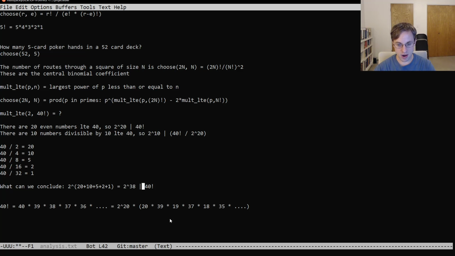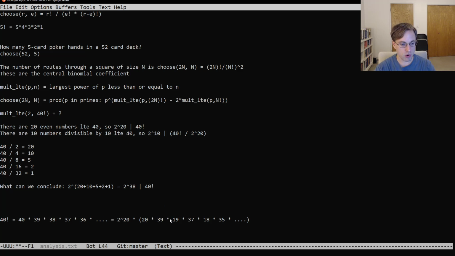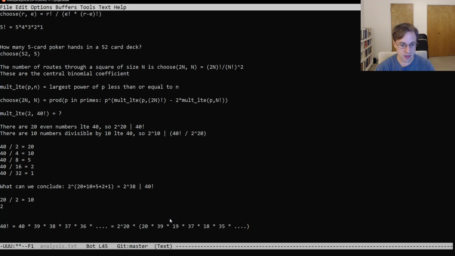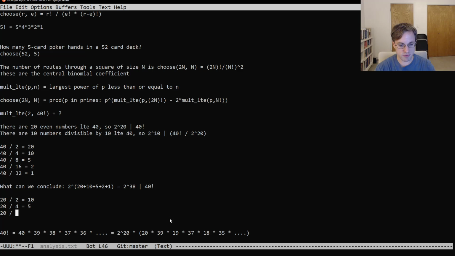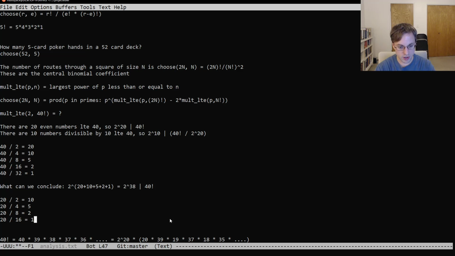Great. All right, so we can do a similar process for 20. So we have 20 divided by 2 equals 10. 20 divided by 4 equals 5. 20 divided by 8 equals 2. 20 divided by 16 equals 1. And so, therefore, 2 to the 18th divides 20 factorial.